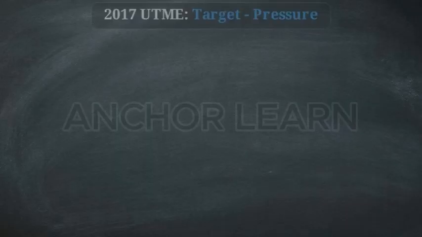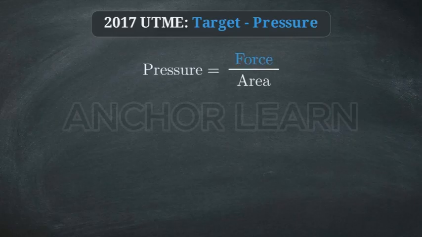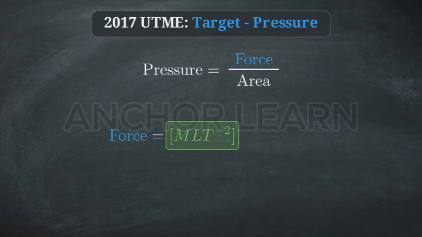From the 2017 UTME, which of the following is the dimension of pressure? Let's solve it. Pressure is force divided by area. Force is mass times acceleration. Substituting blocks, mass is M, acceleration is LT minus 2, making force MLT minus 2.